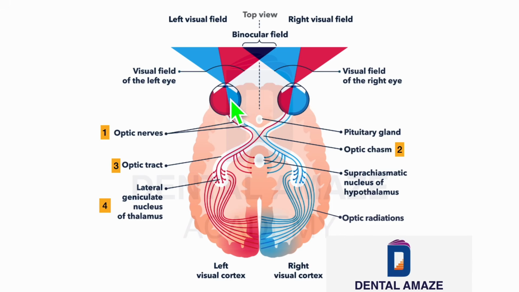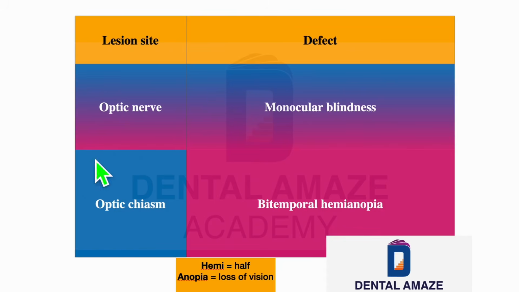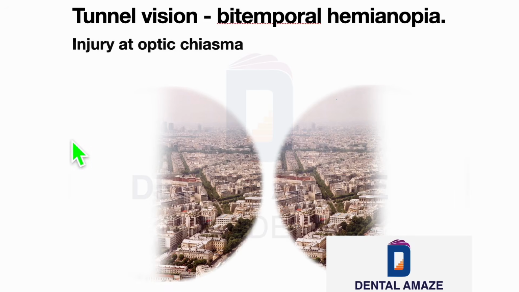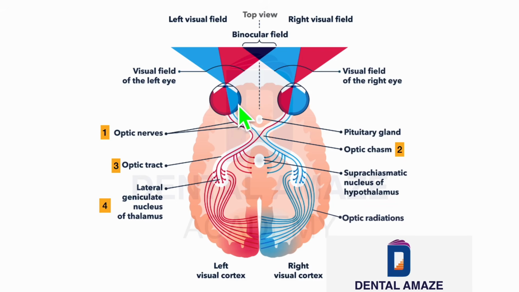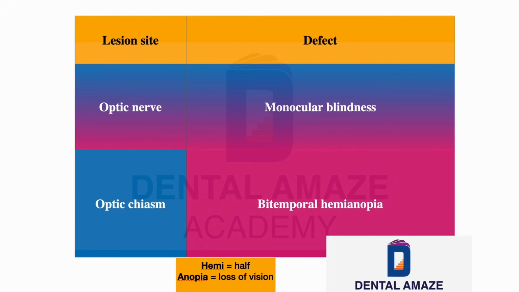So where is it coming from? Temporal field. So both sides' temporal field is affected. So that is called what? Bitemporal, both sides temporal hemianopia, half of the vision is lost. Bitemporal hemianopia, because simply the nasal fibers are crossing, and nasal is coming from the temporal visual field. Okay, so I think this is clear.